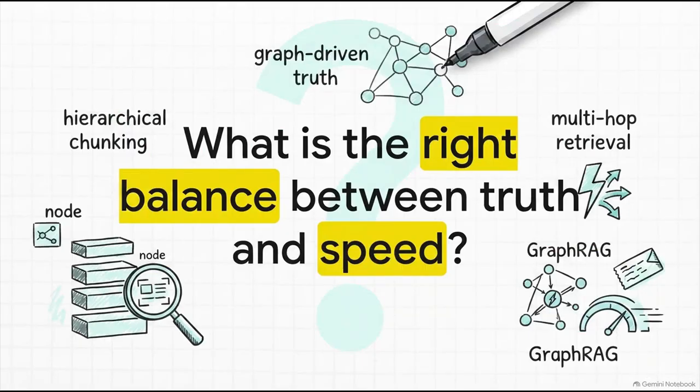So I want to leave you with this final thought. As you look at rolling out hierarchical chunking and multi-hop retrieval in your own projects, how are you going to configure these settings? Where exactly is your perfect balance between the relentless hunt for graph-driven truth and the undeniable need for a lightning-fast pipeline?